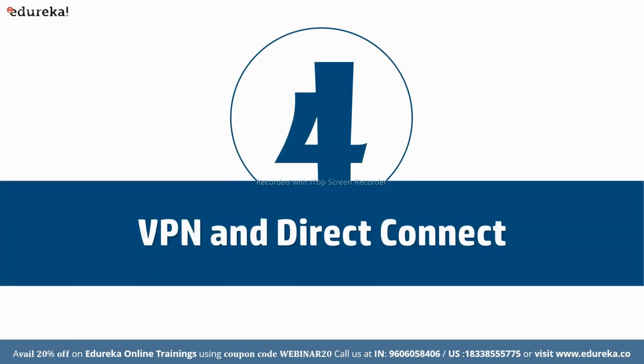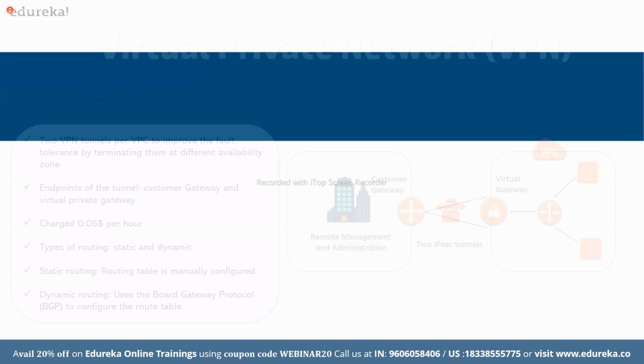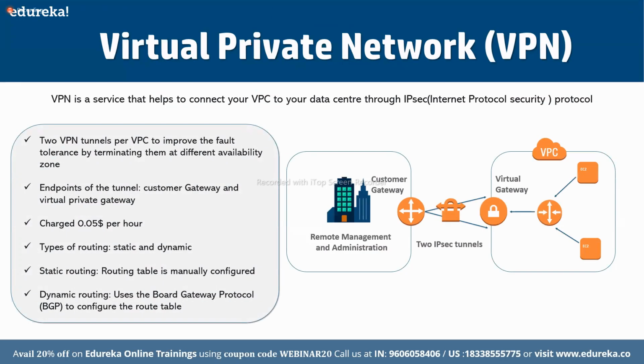Followed by this, we have VPN and direct connect. Now, anytime when you want to transfer a huge amount of data, the problem is that this can be done over the network, but if you do it over the network, it will take time, it will eat up your speed. So you don't want to do all these things. So in that case, you go with direct connect. So direct connect majorly is used for one-time data transfer.